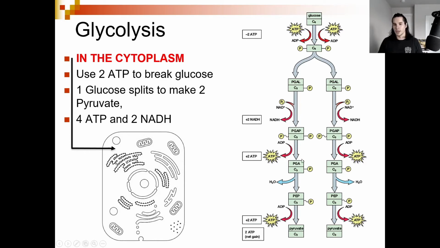Now, atoms are shuffled around within the molecule. We don't have to know all of the details of what atoms move where. But this is all happening through a multi-step process conducted or orchestrated by enzymes. So enzymes are going to be shuffling around atoms, and then you make 2 more ATP. So at this point, you've netted 2 ATP. And then what you're left with are these 2 3-carbon pyruvate molecules.